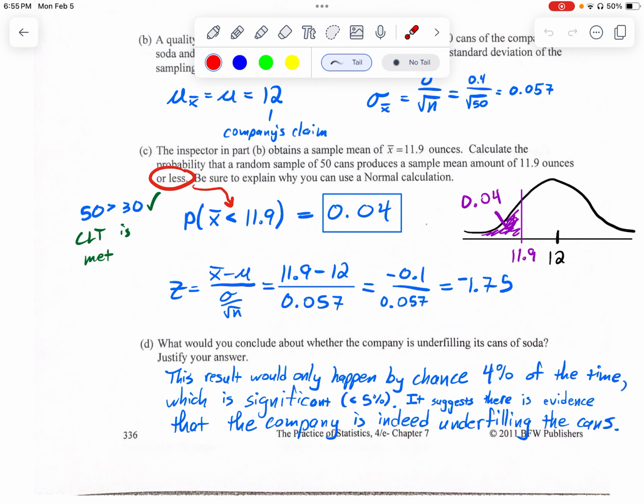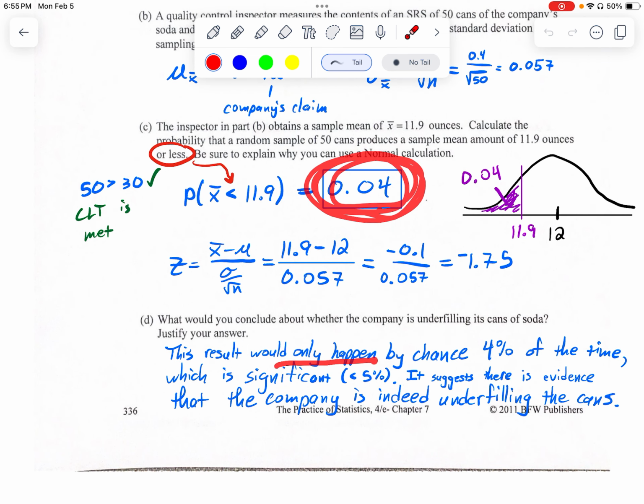D, what do you conclude about whether the company is underfilling its cans of soda? Conclude, in other words, interpret this 4%. Is this significant or not? This result would only happen by chance 4% of the time, which is significant. The significance cutoff is 5%, right? So it suggests that there is evidence that the company is not filling it with 12 ounces, rather it's filling it with less than 12 ounces. They're underfilling the cans.